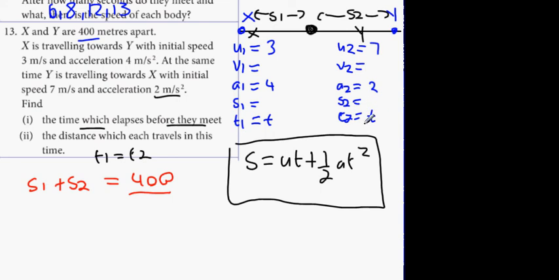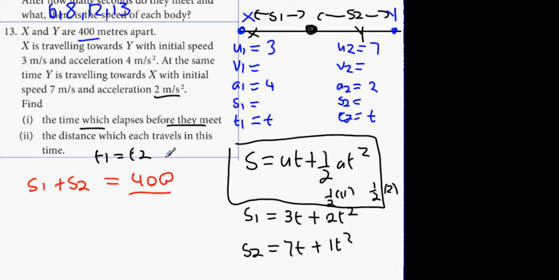Now, the time that elapses before they meet, it's still going to be S1 plus S2 equals 400. Use S equals UT plus a half AT squared. So you're going to get S1 equals 3T plus a half of 4, which is 2, so 3T plus 2T squared. S2 therefore is going to be 7T plus a half of 2, which is 1, so 1t squared. Add them together, and what we're going to get is 3t squared plus 10t equals 400, because 3t plus 7t is 10t, and 2t squared plus 1t squared is 3t squared.